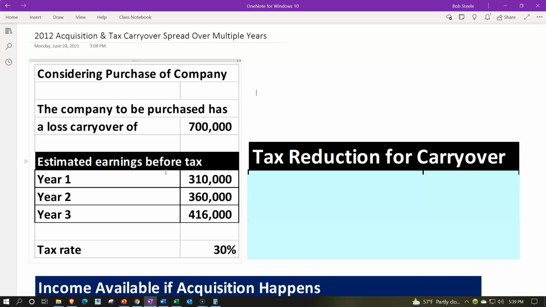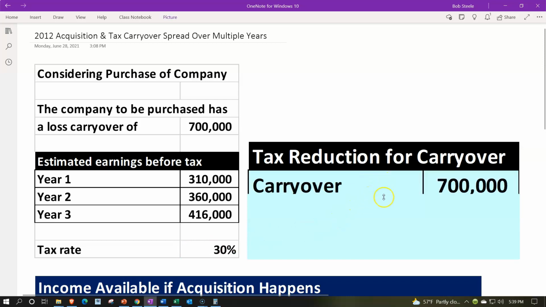So once again, the company being acquired has the $700,000 loss. We need to match that up in order to get the tax advantage, generally against income, is the general idea. And then we have the tax rate at 30%. So in total, we would expect the carryover to be the $700,000.